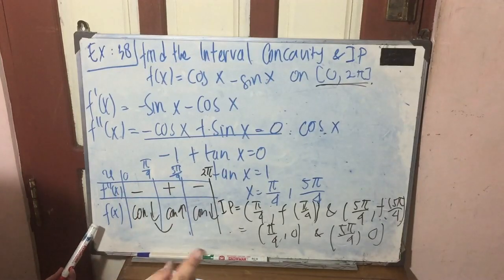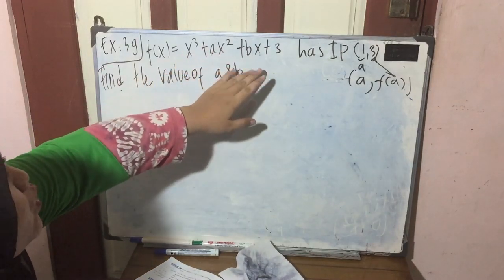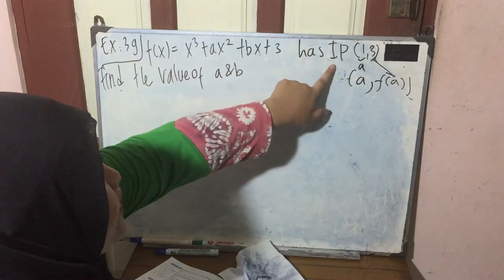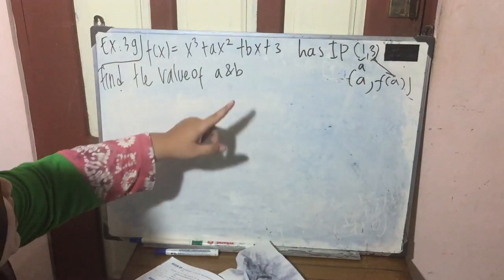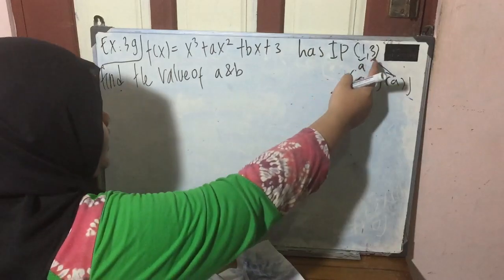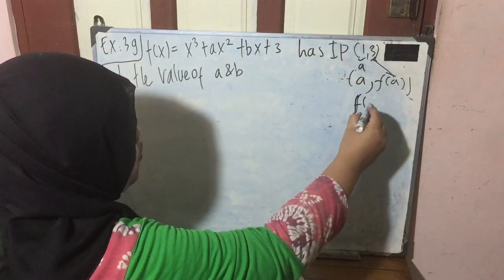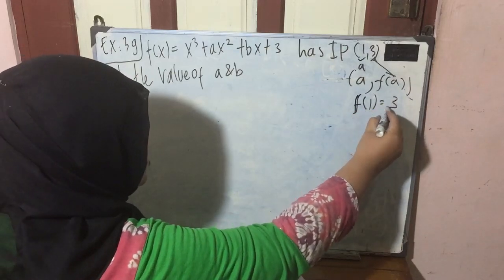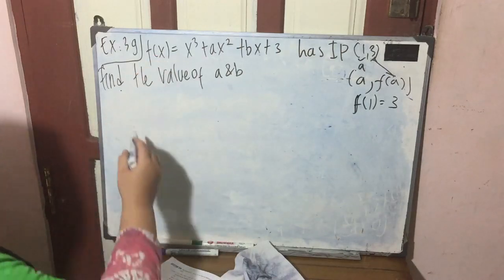So let's try another example. f(x) equals x cubed plus a x squared plus b x plus 3 has an inflection point at (1, 3). Find the values of a and b. The point (1, 3) means f(1) has the value 3.